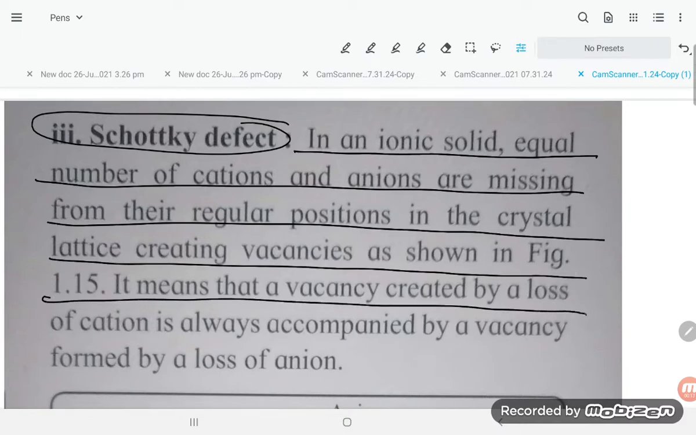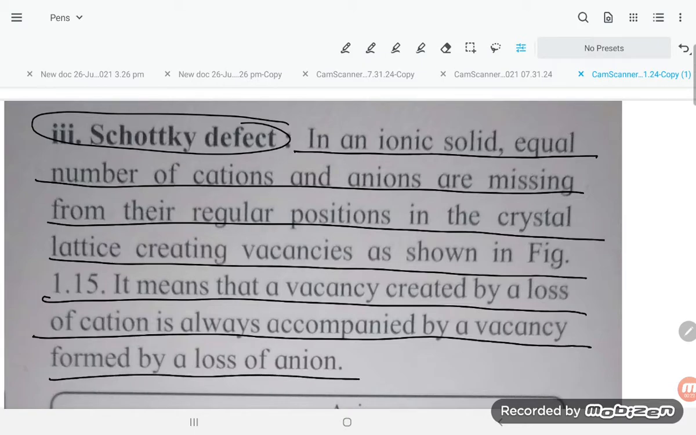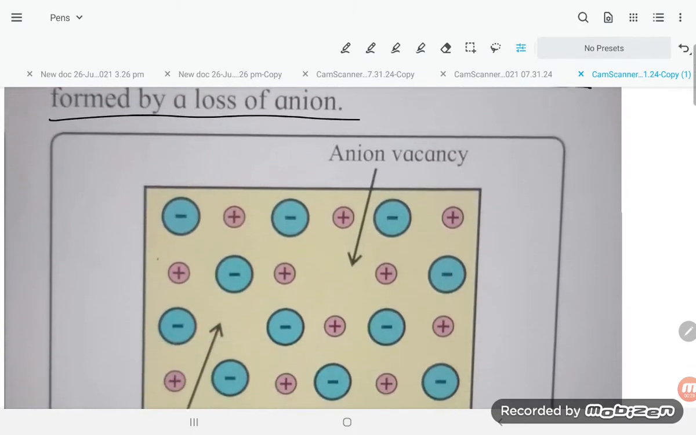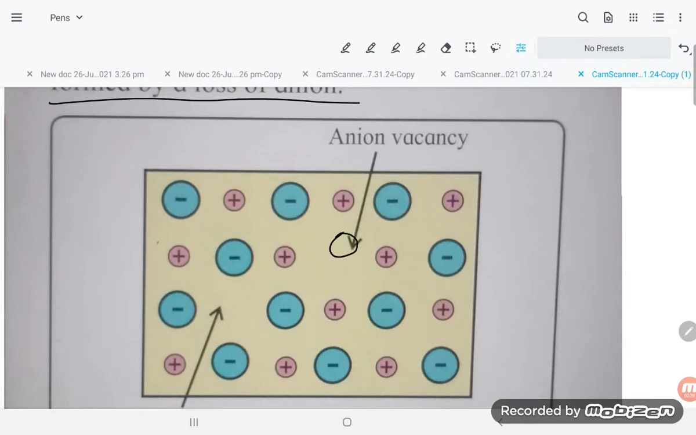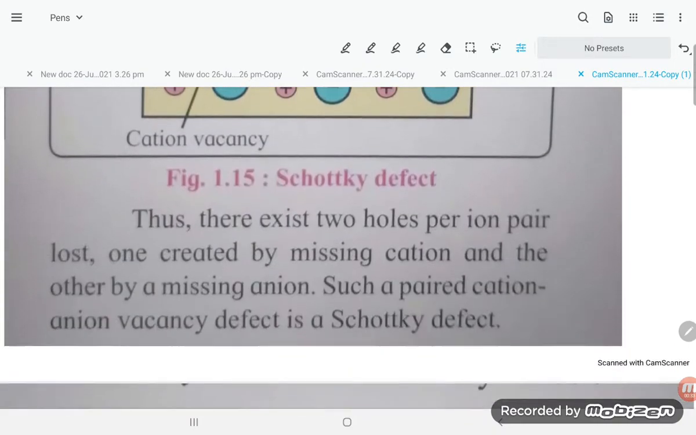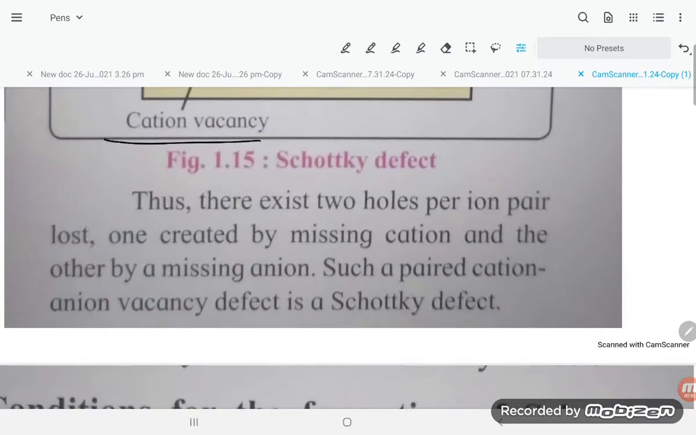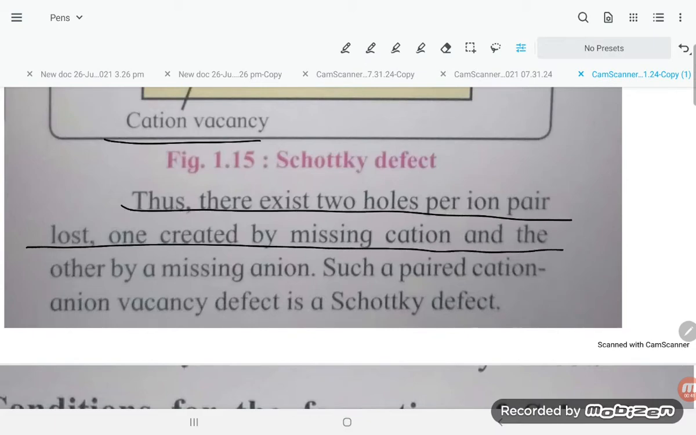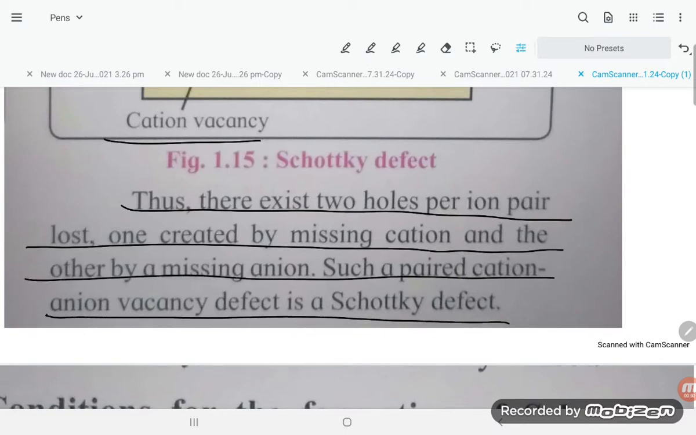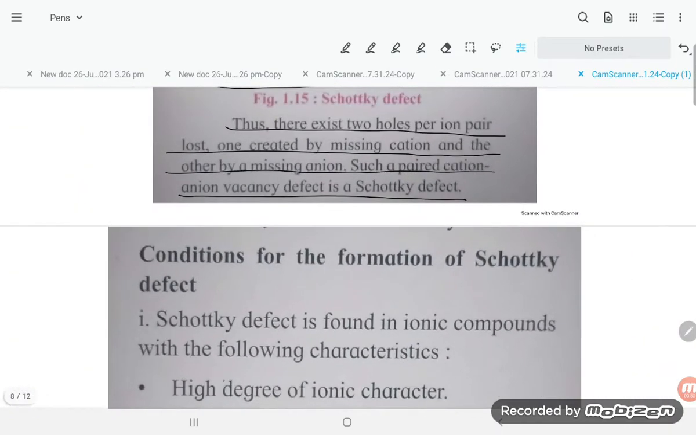It means that a vacancy created by the loss of a cation is always accompanied by a vacancy formed by the loss of an anion. So wherever an anion is missing, at the same time a cation also has to be missing. That is what is known as the Schottky defect. Thus, there exist two holes per ion pair lost, one created by the missing cation and the other by the missing anion. Such a cation-anion vacancy defect is a Schottky defect.